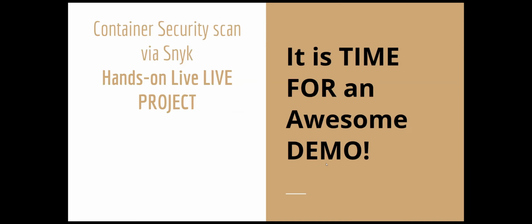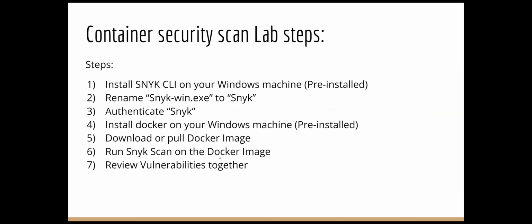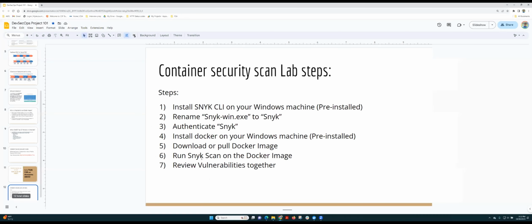It's time for a demo. Before we dwell into the demo, I want to show you the steps I'm going to take in today's session. We are going to install Snyk CLI on our Windows machine, which is pre-installed. I have already renamed the snyk-win.exe to Snyk. Then we are going to authenticate with Snyk, install Docker on your Windows machine, download or pull a Docker image, run Snyk scan on the Docker image, and review the vulnerabilities together. Let's do a quick demo.